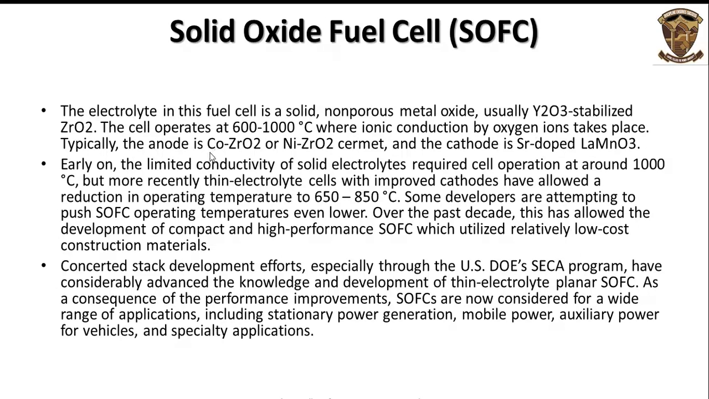Typically, the anode is cobalt zirconium oxide or nickel zirconium oxide cermet, and the cathode is strontium doped lanthanum manganese oxide. Early on, the limited conductivity of the solid electrolytes required cell operation at around 1000 degrees Celsius, but more recently, thin electrolyte cells with improved cathodes have allowed a reduction in the operating temperature to 650 to 850 degrees Celsius. Some developers are attempting to push solid oxide fuel cell operating temperature even lower than this range.